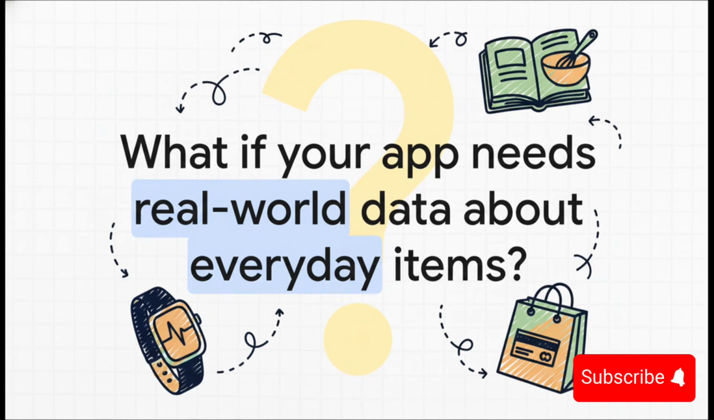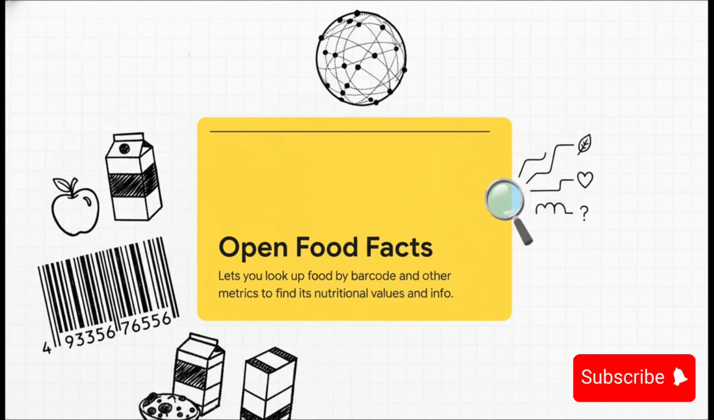Okay, fake data is awesome for testing. But what happens when your app needs to connect with the real world? What if you're building something like a fitness tracker, a recipe app, or a shopping assistant? You need real, actual information. For that, we've got Open Food Facts. This is a massive, crowdsourced database of food products from all over the world.